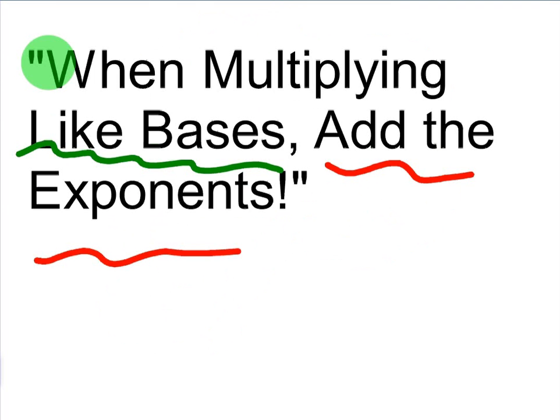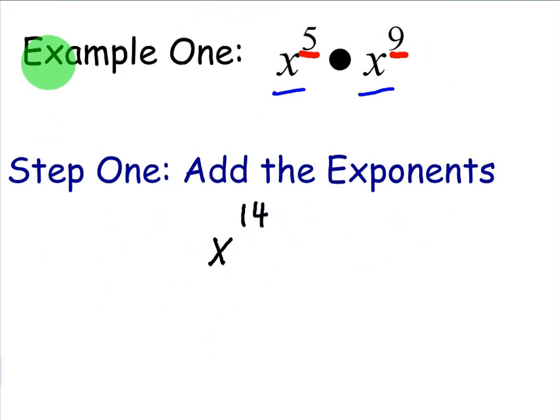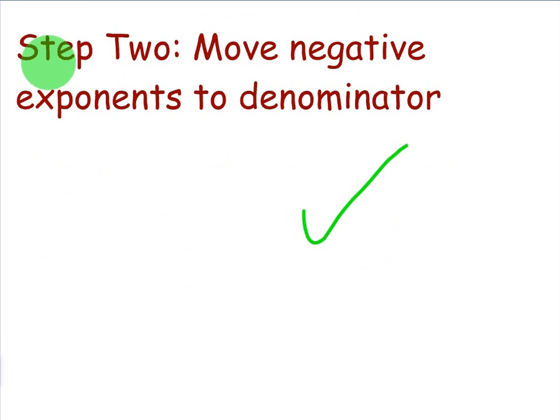Now let's go ahead and look at some examples. X to the 5th times x to the 9th. Well, since we don't have to break it down anymore and we know the rule, all you have to do is add the exponents for step 1. 5 plus 9 is 14. We are going to get into a few more steps for further examples, so let's take a look at those.